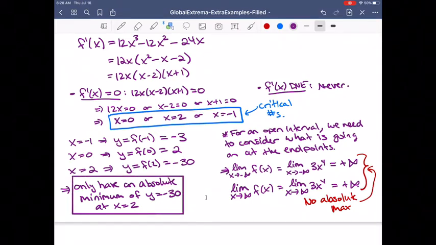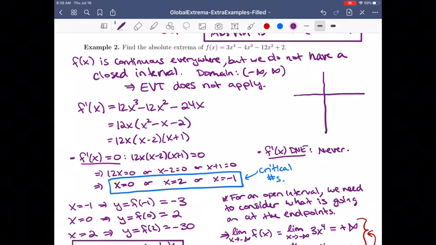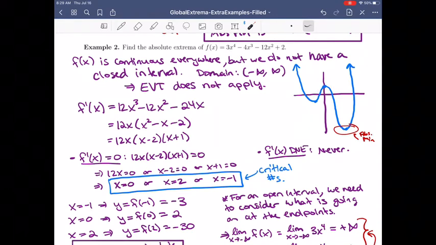And just to show you what this looks like, our graph would look something like, so at 0 we were at 2, at -1 we were at -3, and at -2 we were way down here. So because we go to negative infinity, we know that our graph is going to look something like that. Okay, so you can see this point here is going to be our absolute min, but the peak here is not the absolute maximum.